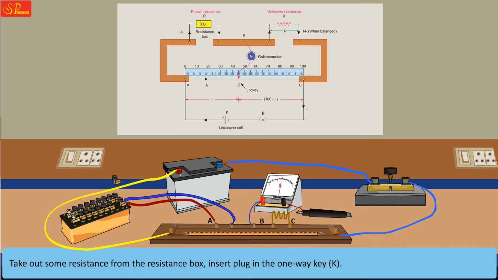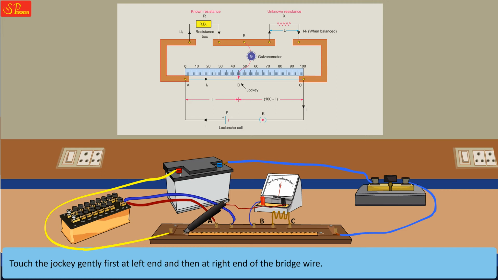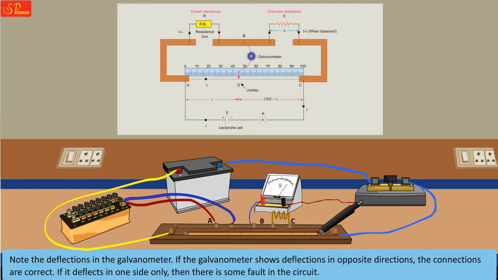Take out some resistance from the resistance box. Insert the plug in the one-way key K. Touch the jockey gently first at the left end and then at the right end of the bridge wire. Note the deflections in the galvanometer. If the galvanometer shows deflections in opposite directions, the connections are correct. If it deflects on one side only, then there is some fault in the circuit.